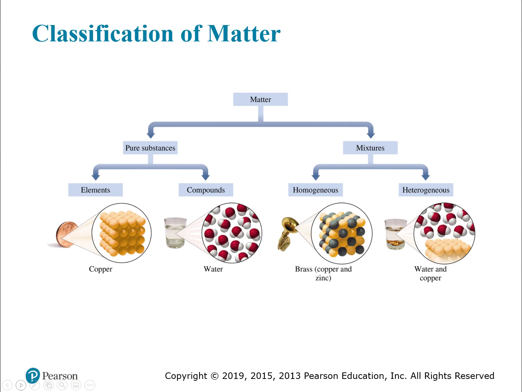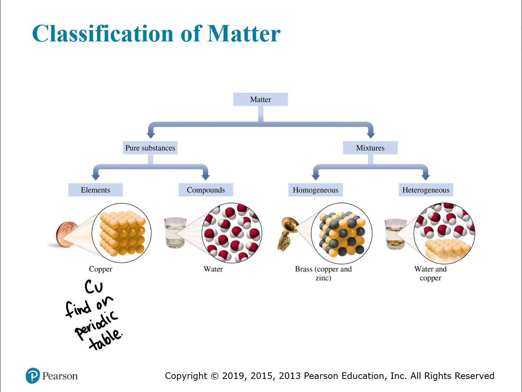So matter, pure substances and mixtures. With pure substances, we've got elements and compounds. With mixtures, they can be homogeneous or heterogeneous. We've got examples of each of these. Copper, that's Cu, you find it on the periodic table. That's where you're going to find all the other elements. So if it's something that you recognize from the periodic table, it's an element.